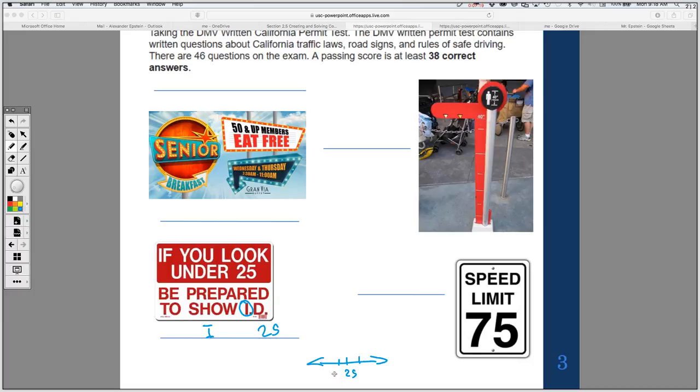What number goes here? 24. Seems like an easy question, but sometimes people make mistakes on the number line. What number goes here? 26. Okay, which one would be if you look under 25? 24 or 26? 24. So we circle 25 and we point to the left. Can you look 25? Yeah, I would say so, right?